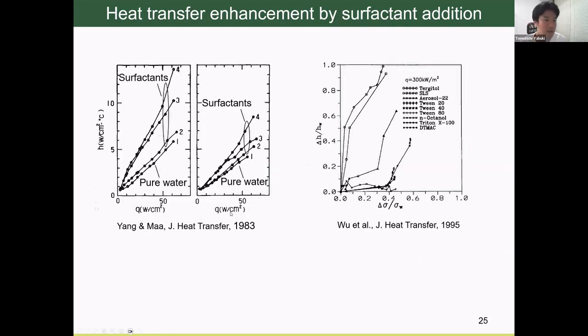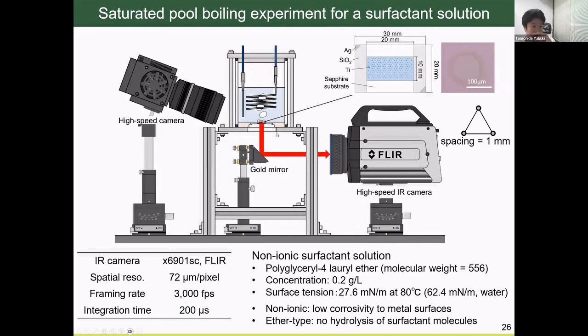It has long been well known that surfactant addition can easily enhance the boiling heat transfer. However, to my knowledge, there's no direct observation of the wall heat transfer, or surface heat transfer behavior, in surfactant boiling. And so the mechanisms of the heat transfer enhancement have not been clarified yet. And so we performed the infrared experiment for the surfactant solution.